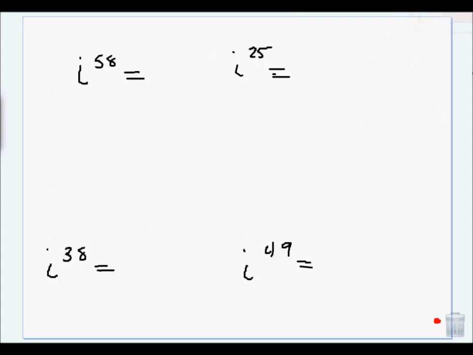The other method involves putting everything in terms of powers of 2, because we know i squared is -1, right? 58 divided by 2 is 29, right? So that's -1 to the 29th. If I take a -1 to an odd power, it stays negative.